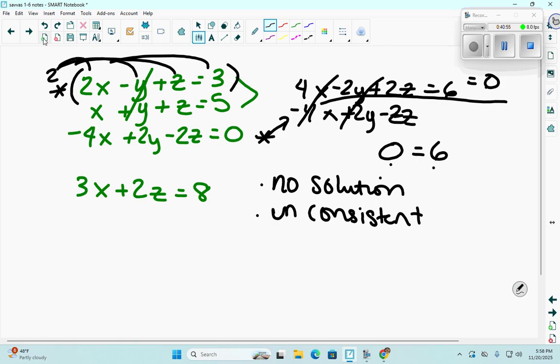This one we can't graph. Well, we could graph, but it would be a 3D graph, okay? Because it's not just an x and a y, it's 3D, okay? So it'd be hard to visualize where that line is at, okay? So it's an inconsistent system. It's a no solution.